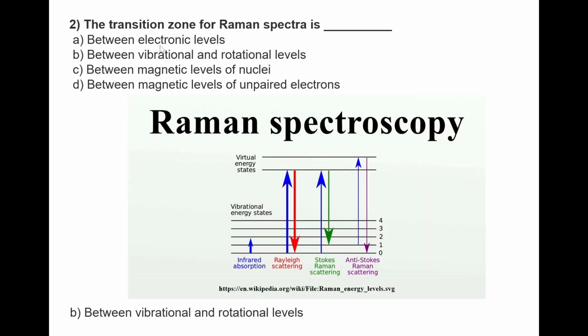Okay, the transition zone for Raman spectra. The options are as I discussed: it is between the vibrational and the rotational levels. When we discussed Raman spectroscopy, I said you get the rotational information and there are different vibrational energy states, due to which you get Raman spectroscopy. So the answer to your second question is option B, between vibrational and rotational levels.